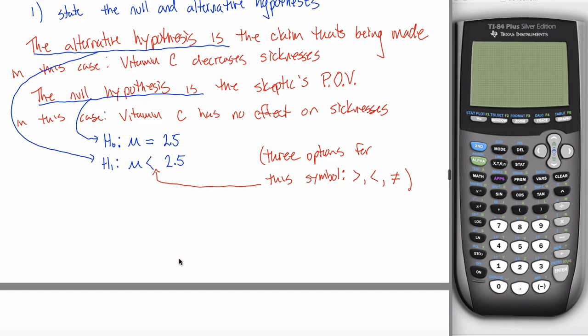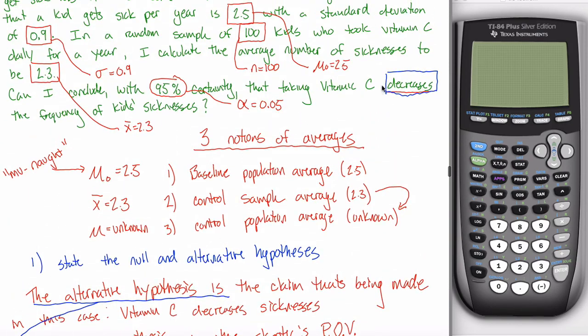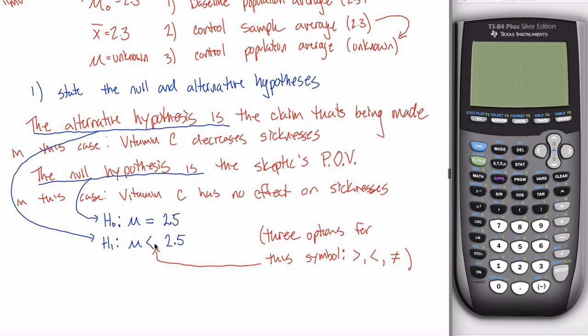If the claim were that vitamin C increases the number of sicknesses, you put a greater than sign. Put this first option if the claim was vitamin C affects the number of sicknesses that kids have. So the claim isn't saying that it's necessarily greater or it's necessarily less than this 2.5, just that it's different than. And we put a does not equal sign in here. And I'll do examples of all 3 when I work through an actual example, but the purpose of this one is just to get the vocabulary down. So as far as vocabulary goes, these are your null and alternative hypotheses.